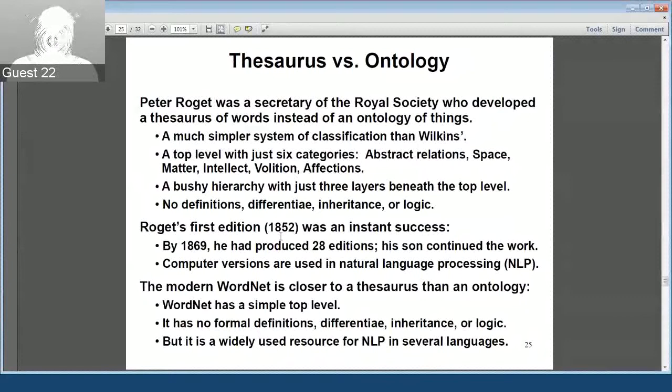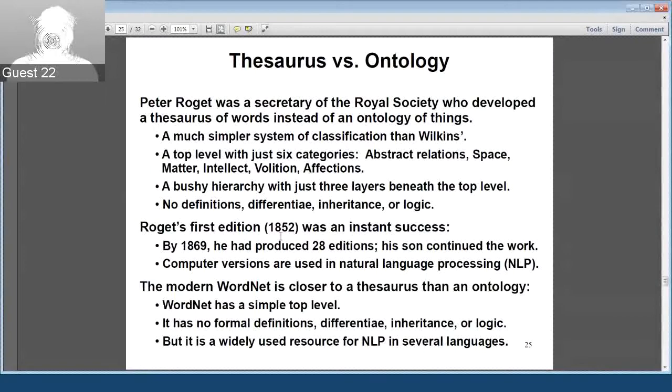Thesaurus versus ontology. Peter Roget was also of the British Royal Society, and he was inspired by the work of Wilkins. He came a couple of centuries later, and his very underspecified thesaurus became an almost overnight success. By 1869, he had produced 28 editions. His first edition had 15,000 words in it, which was the same, by the way, as the number of words in Wilkins' version. However, he kept adding to it and had 28 editions in just about 17 years, and his son continued the work. And today, Roget's thesaurus is one of the things that people are using very heavily.